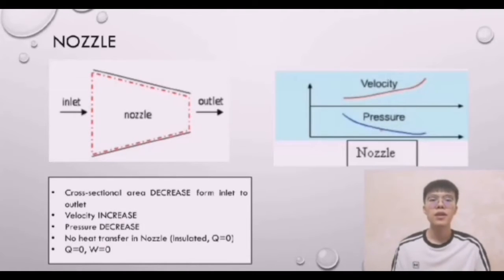Nozzle, the cross-sectional area of the nozzle is decreasing from the inlet to outlet. And due to this decrease of cross-sectional area, it will cause the velocity to increase while the pressure decreases. And a very important point is there's no heat transfer in the nozzle as it is an insulator. Due to it, there is no heat transfer and there's no work done as well.